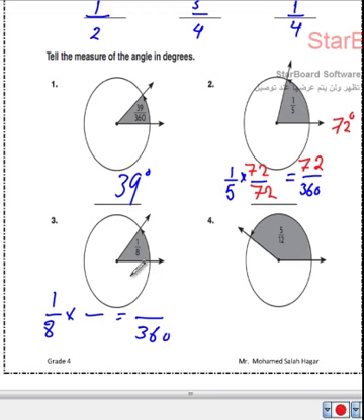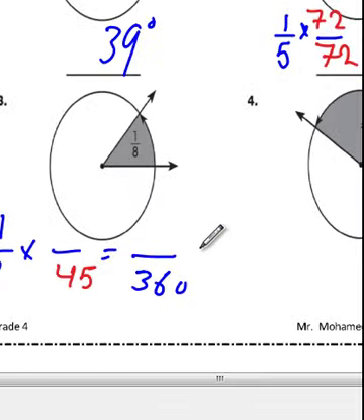Great, 45. Yes, 8 multiplied by 5 is 40. So 0, and we carry a 4. 8 multiplied by 4 is 32, plus 4 equals 36. So your answer is right. 45. 1 multiplied by 45 equals 45. When I multiply up, you should multiply down. When you multiply down, you should multiply up. Great. So the final answer is 45 degrees.